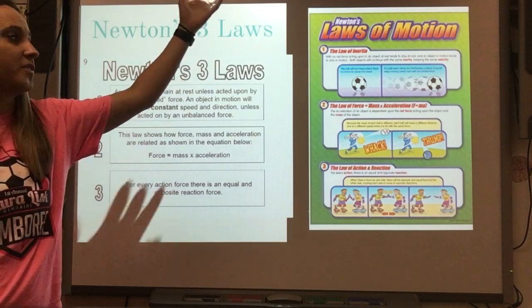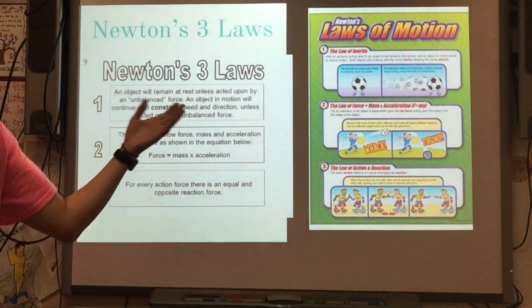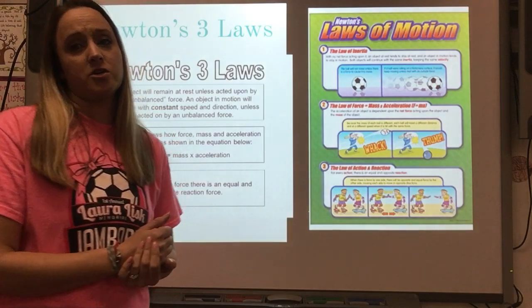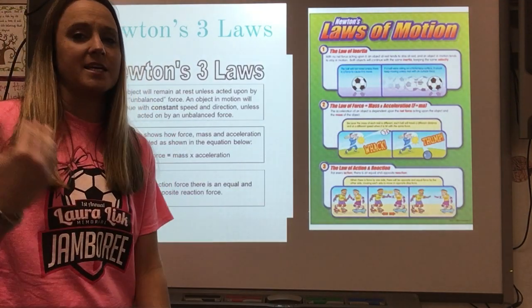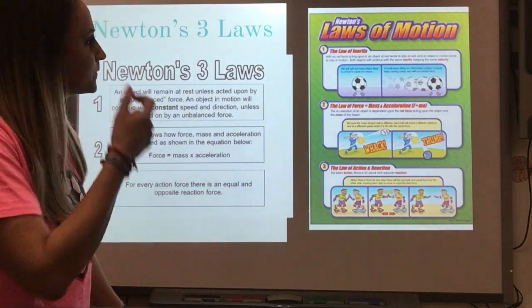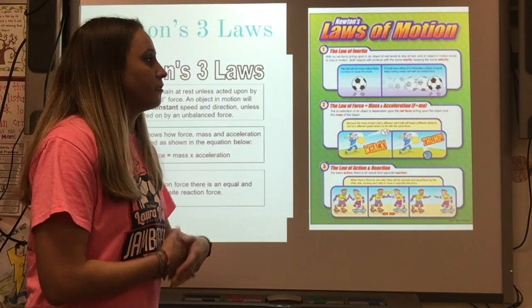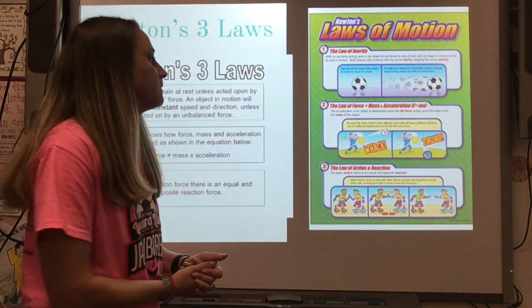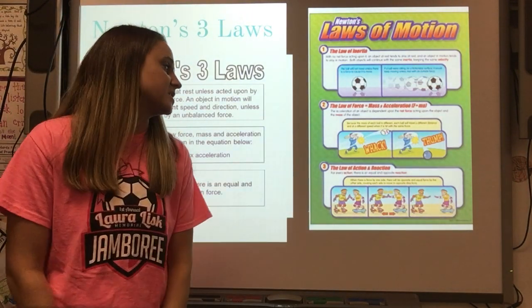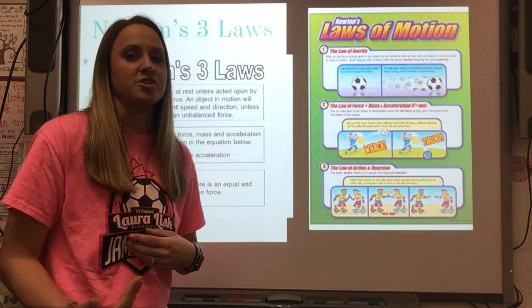The first one, the vocabulary word that you need to know for Newton's first law is the law of inertia. Basically, an object is going to keep doing what it's already doing unless an unbalanced force changes that. The second one is the law of force. Mass times acceleration equals force. And the third one is the law of action-reaction.